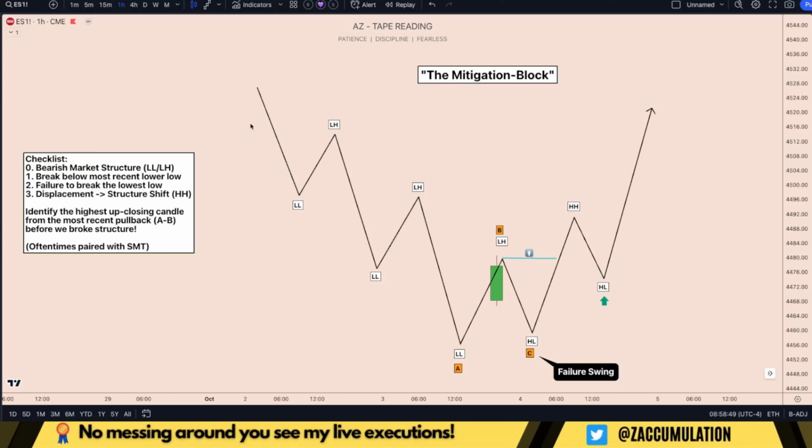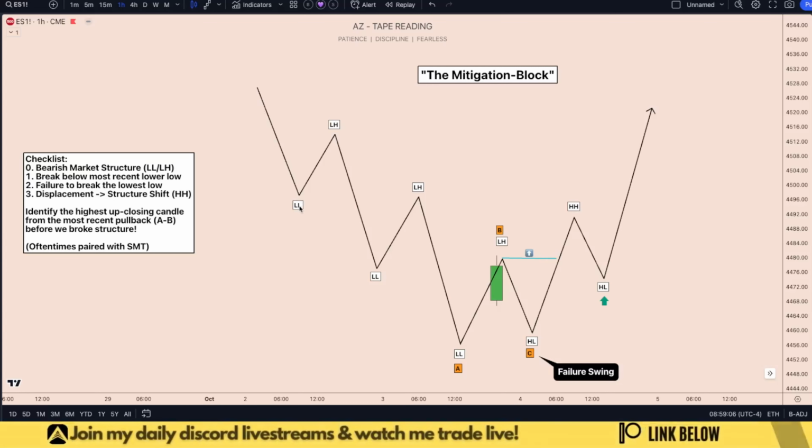So first of all, once again, we need bearish market structure or bullish market structure, depending on whether we're looking for a bullish reversal or a bearish reversal. I will show you the bearish example afterwards. So we have bearish market structure, which is identified by lower lows and lower highs. We keep on doing that, and right here we break the most recent lower low.